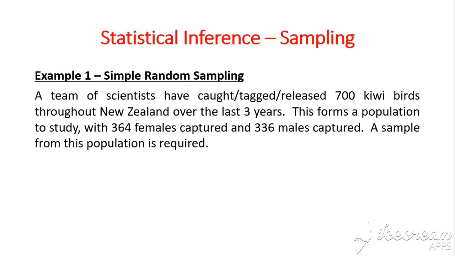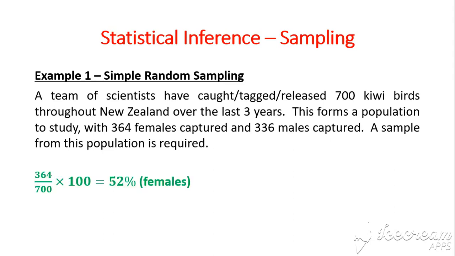All right, let's get into example one, and show you how to use simple random sampling. A team of scientists have caught, tagged, and released 700 kiwi birds throughout New Zealand over the last 3 years. This forms a population to study. Out of that 700, 364 are females and 336 are males. So we're going to create a sample from this population.